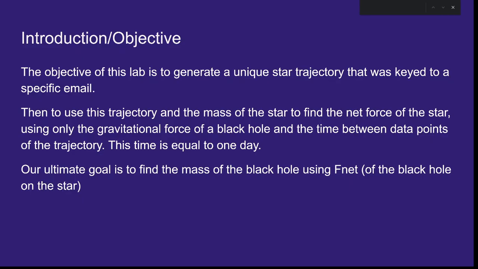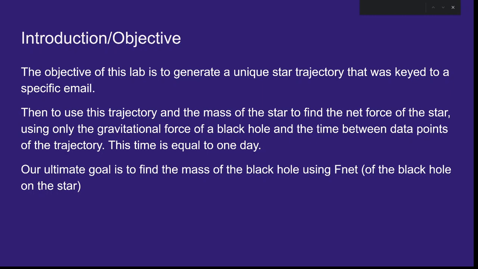The objective of this lab is to calculate the mass of a black hole. This black hole's gravitational force is acting on a star with a mass of 2 times 10 to the 30th power kilograms and is on a unique trajectory. To model this, we will use GlowScript code and a trajectory determined by an email address.